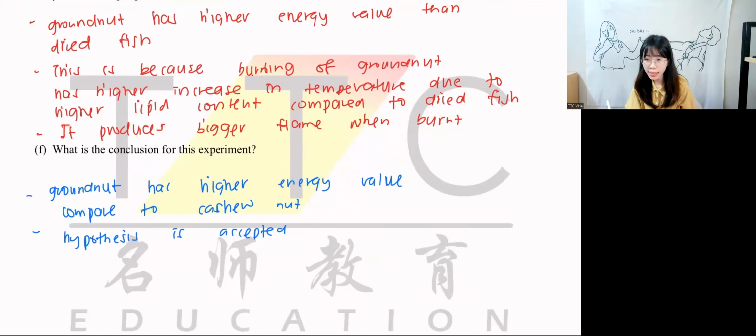Can we write the same answer but change the dry fish with dry bread? Of course you can, it's the same answer. Most of the answer in energy value is the same. Just change your MV. Dry kernel should have a higher energy value because there's oil inside. Can we write hypothesis is accepted first? Of course you can.